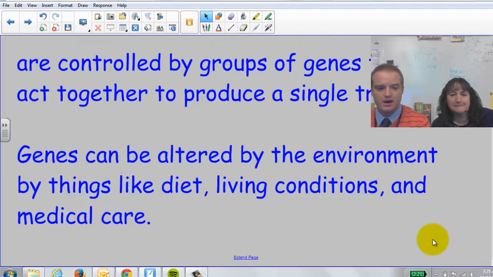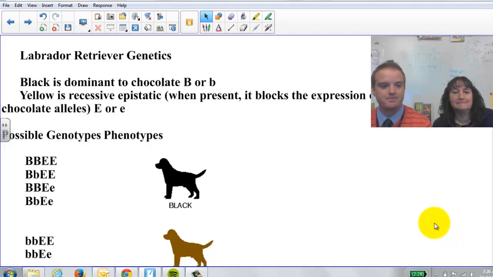Genes can also be altered by the environment, by things like diet, living conditions, and medical care. Just look at the average height of humans over the past couple hundred years, even the last 100 years. I would be considered a giant a couple hundred years ago, even at 6'2". Lincoln was about 6 feet or 6'1" and was considered a giant at that time. Washington was 6'4", also a giant. That's better medical care and better diet, those two things right there.